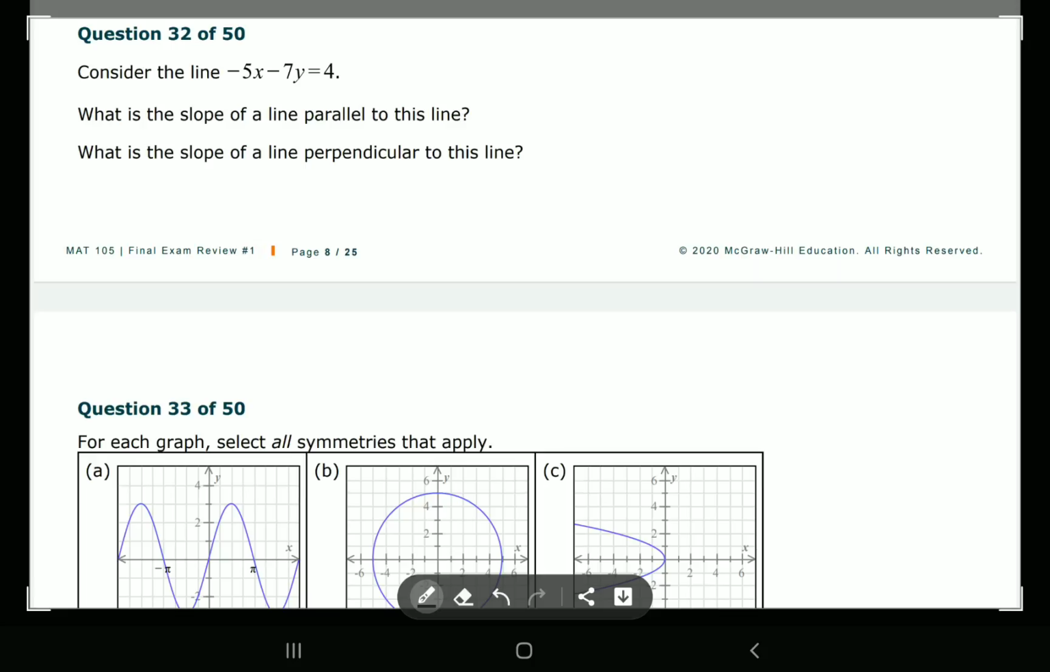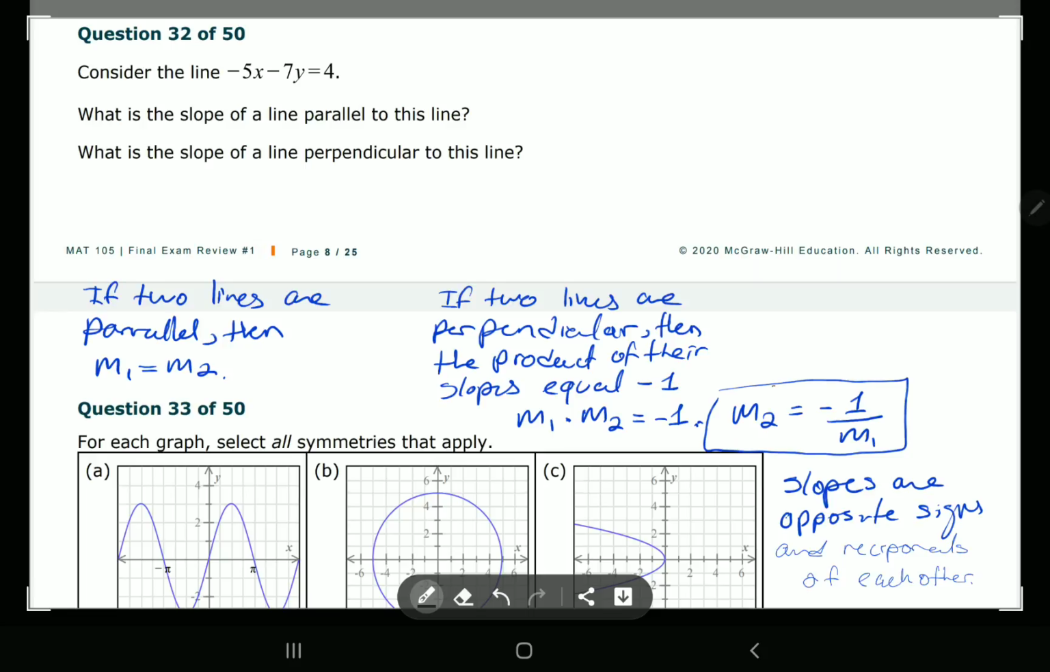Alright, I'm going to give you guys some rules for parallel and perpendicular lines. Bam, there's the rules. Parallel lines are pretty straightforward. If two lines are parallel, then the slope of the first line, which is m1, will equal the slope of the second line, which we're going to call m2. Parallel lines have equal slopes.